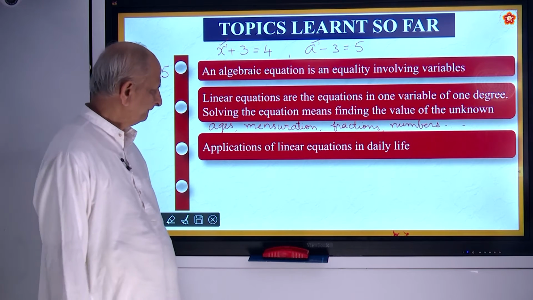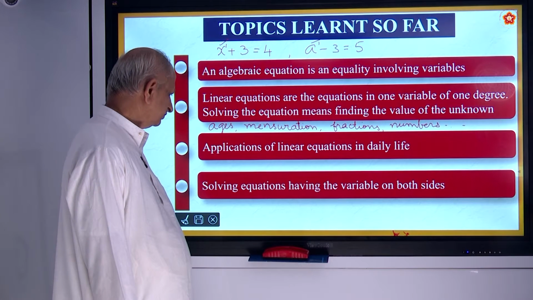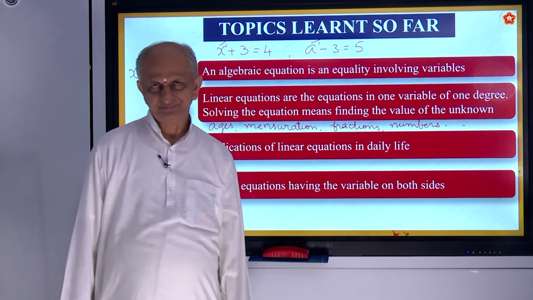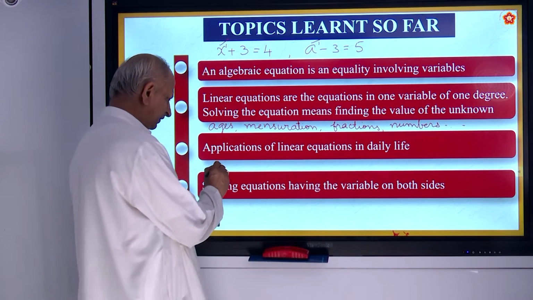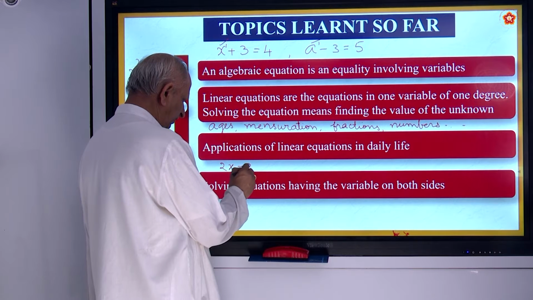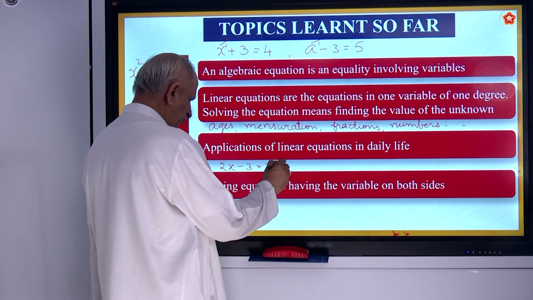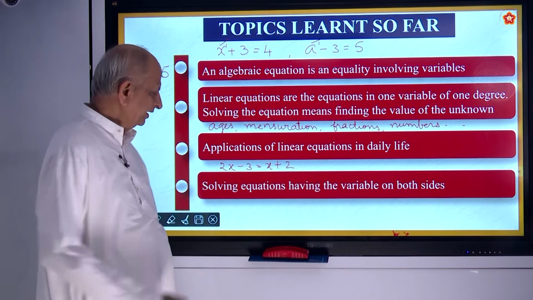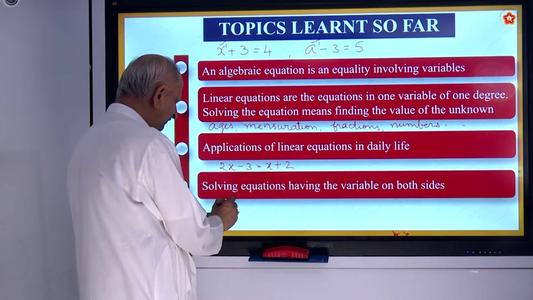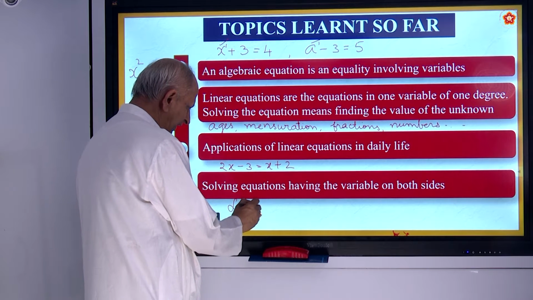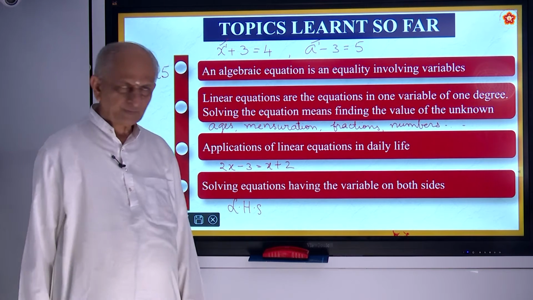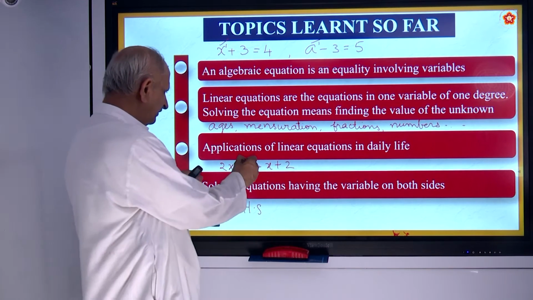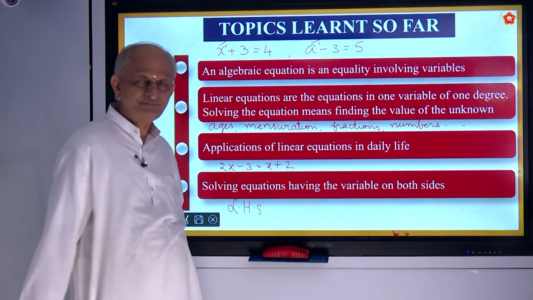Is it clear? And also we know that solving equations having variables on both sides, that also we have seen in the previous class. Suppose you have 2x minus 3 is equal to x plus 2. So these are the variables on either side. This side is called the left hand side, LHS. LHS means left hand side. If you stand in front of the equation, this is called the equal sign.